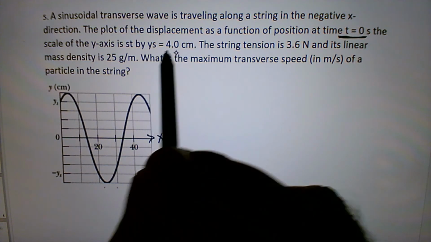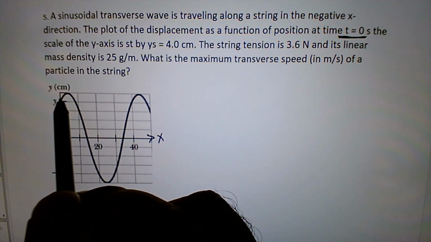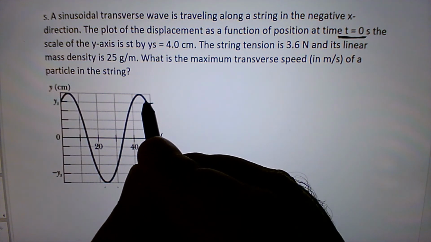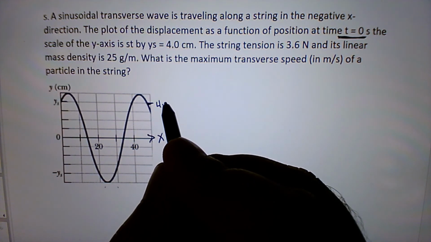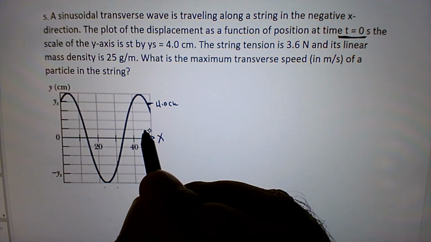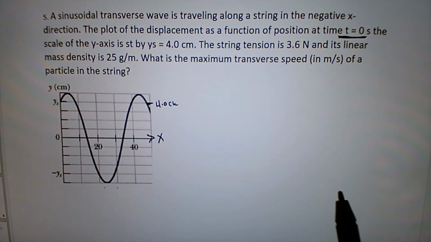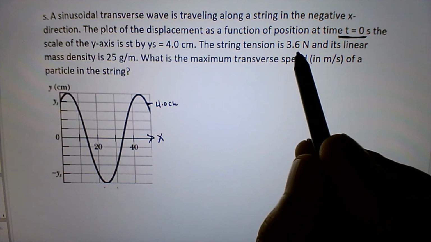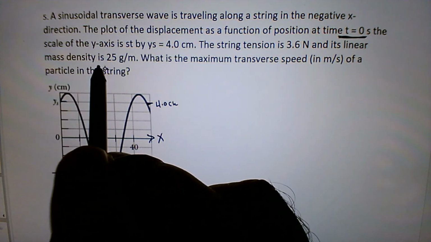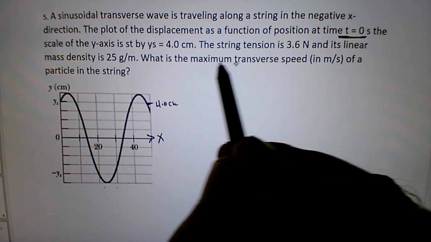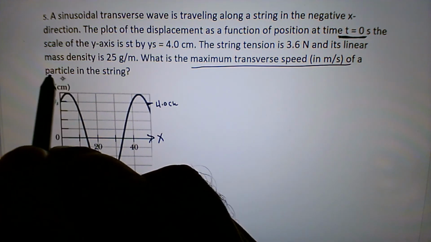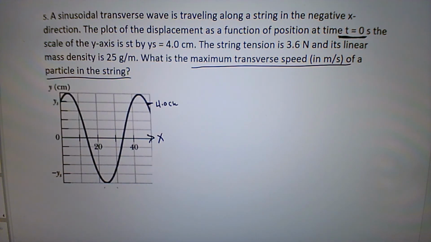The scale is given by, this is 4 centimeters right here, so each box is 1 centimeter. The string tension is 3.6 newtons, and its linear mass density mu is 25 grams per meter. What is the maximum transverse speed of the particles in the string?